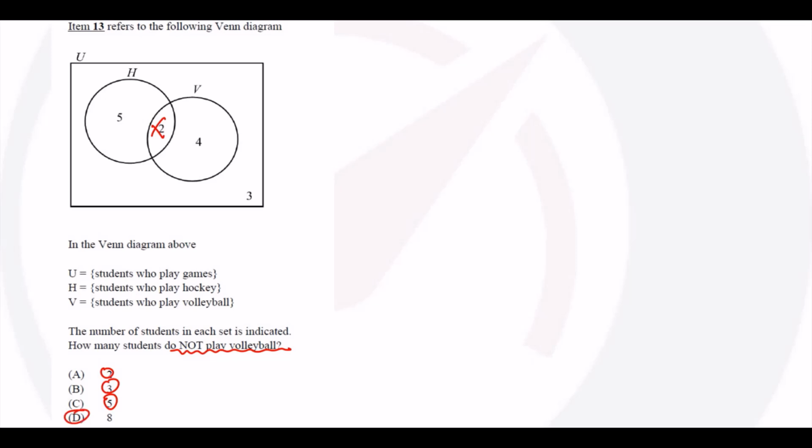Or you could look at it and say, let's look at the students who play volleyball. So the students who play volleyball, let's block them out. So I'm shading them. This is volleyball.